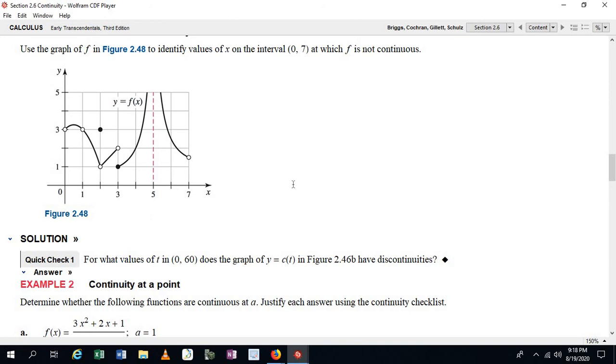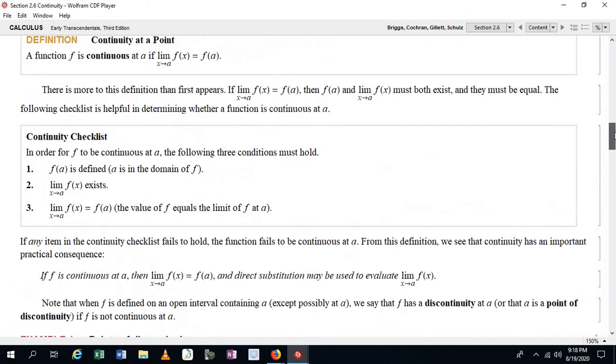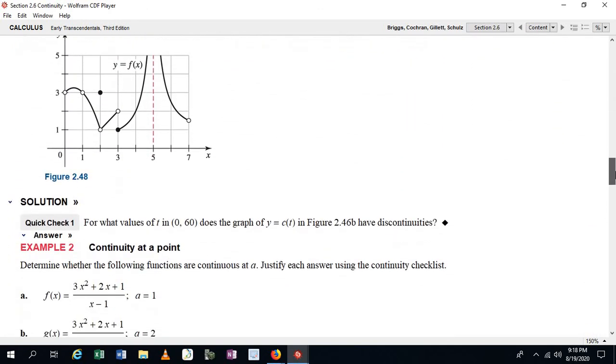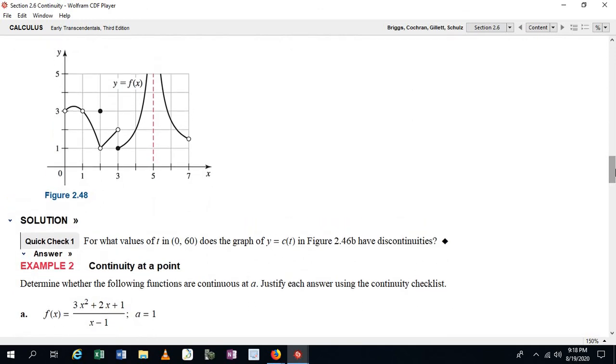Okay, so that's just a quick introduction to continuity at a point. Later on in some other videos, we'll talk more about continuity at a point, and then we'll talk about continuity on an interval.